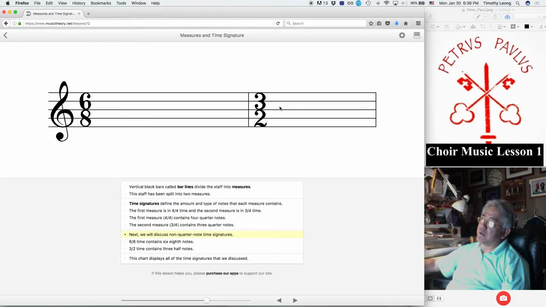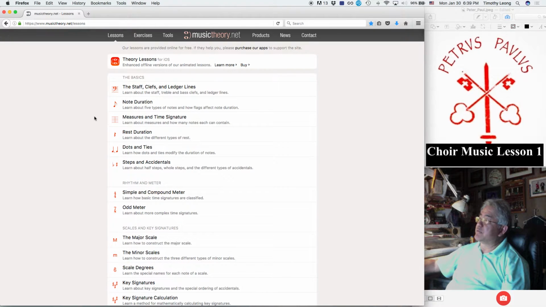So this would be 1, 2, 3, or 1 and 2 and 3. And these are very interesting divisions, and it's meant to accentuate the phrasing of the hymn. Let's go back to this. This is really neat. You'll find a lot of this stuff. Again, we're going to do note duration and restoration in the next lesson.